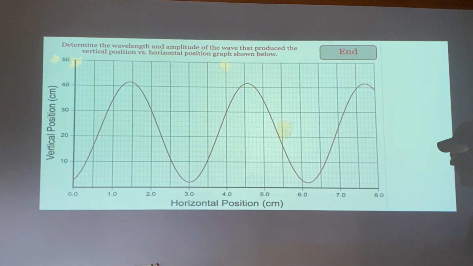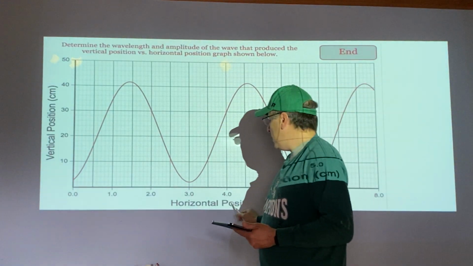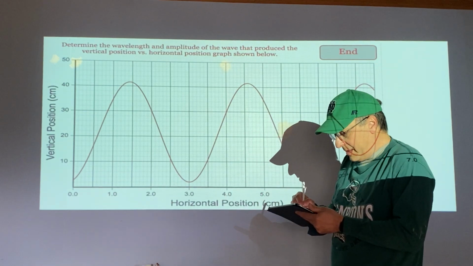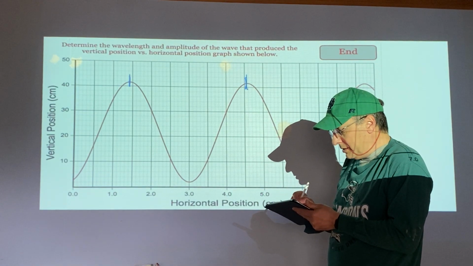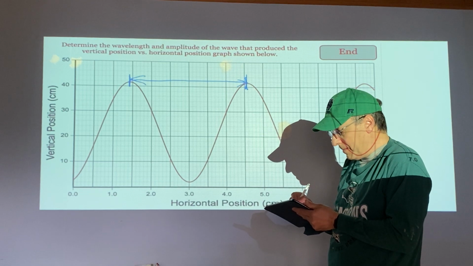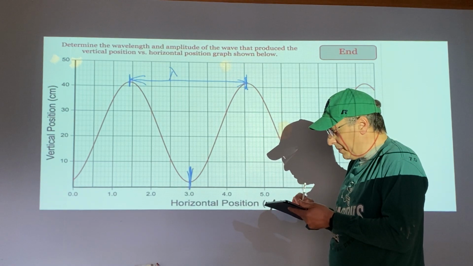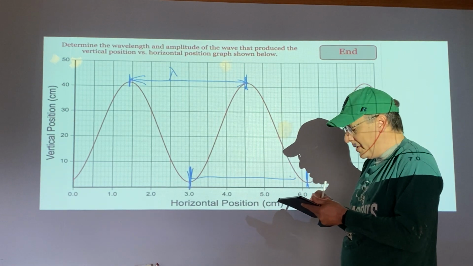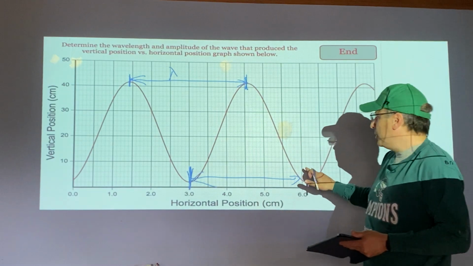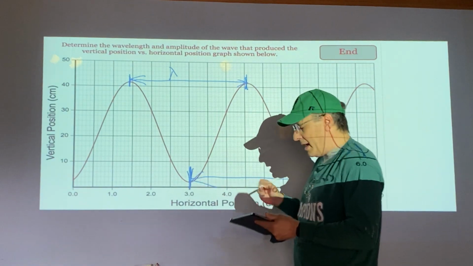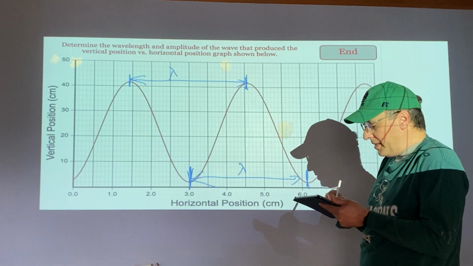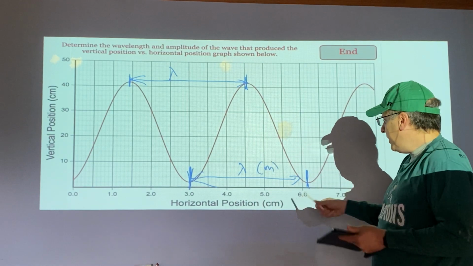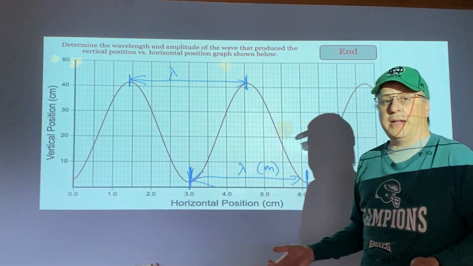Okay, so when you get a graph, the first thing you have to do is when you look at it, horizontal position, that's on the X. So this is wavelength. Again, you could have measured it from the bottom. You could measure it from the middle. It doesn't matter. Just similar spot to similar spot, wavelength, and that is usually in meters. In this case, it's in centimeters, so you might have to convert.